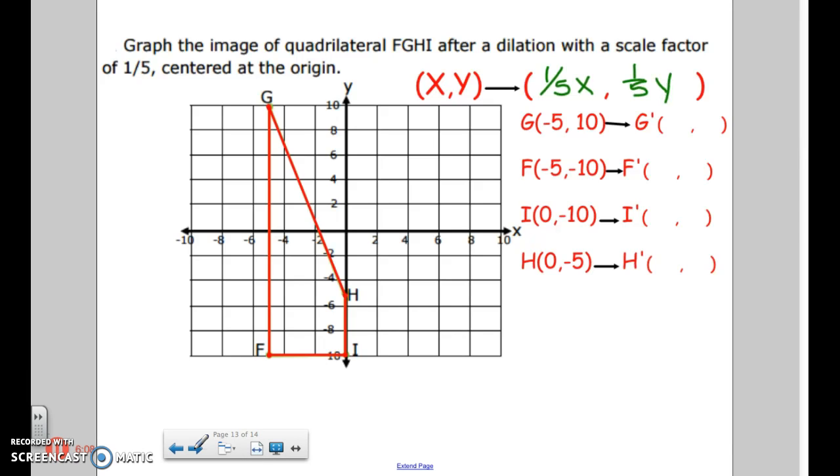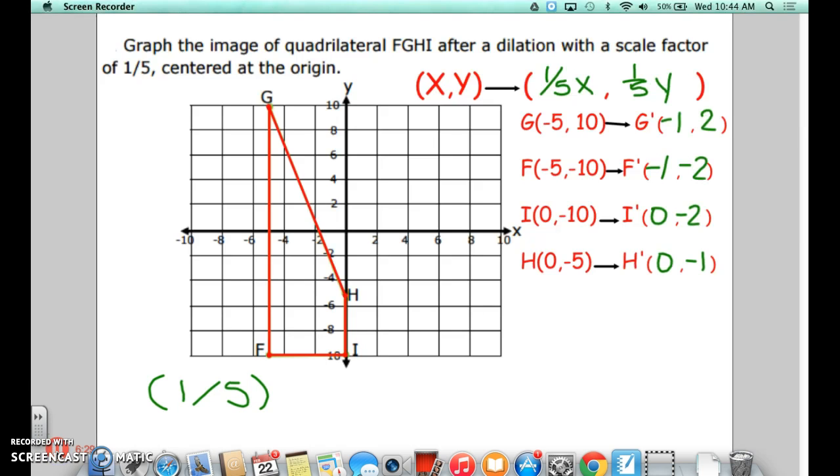If you're not confident in your math skills, you can use a calculator at this point, type it in the calculator, and get an answer. If you're using a calculator, to put a fraction in, you do parentheses, 1 divided by 5, and close your parentheses. Then multiply it by whatever number that you need to. For the sake of time, I went ahead and put the answers.